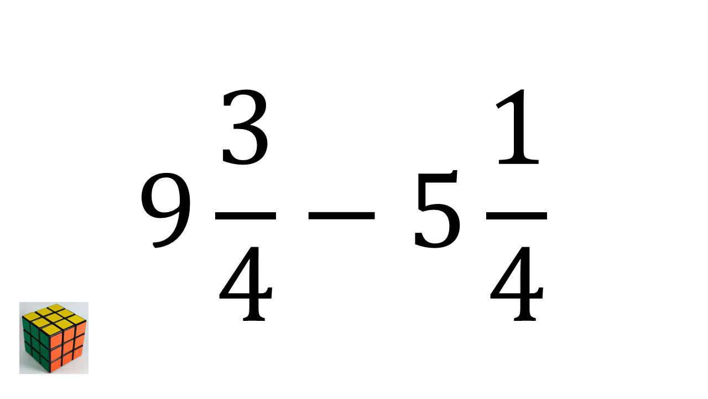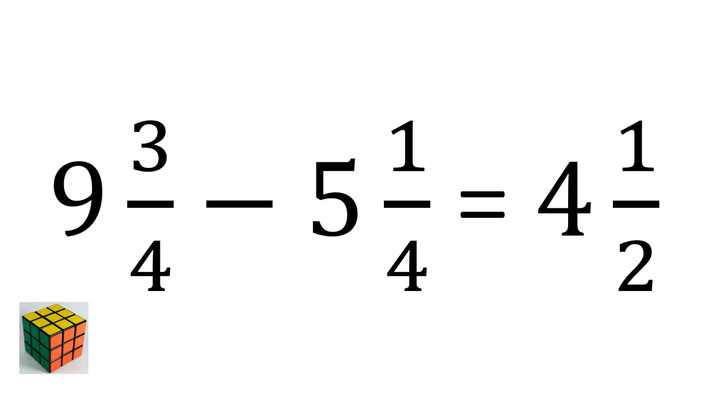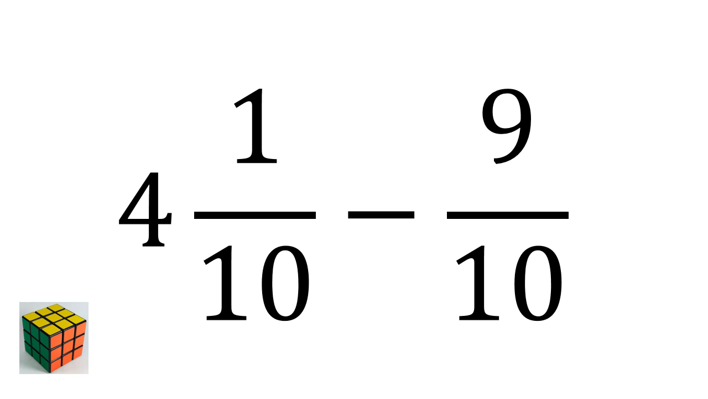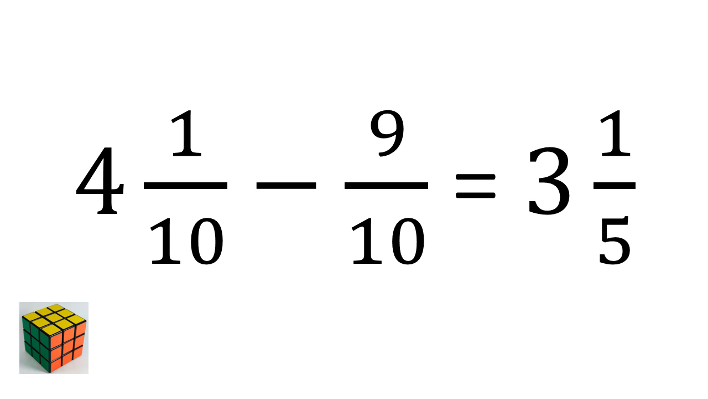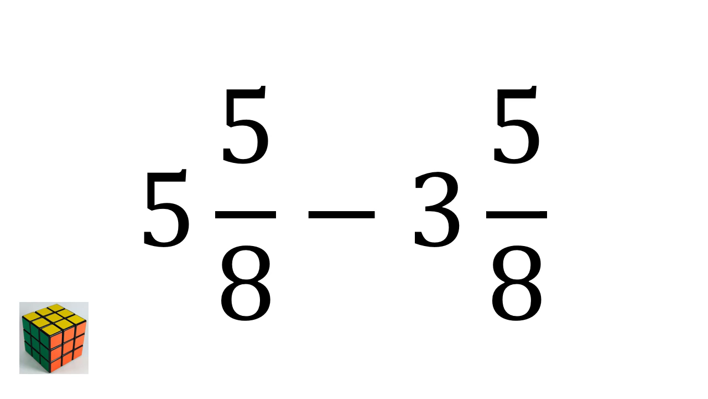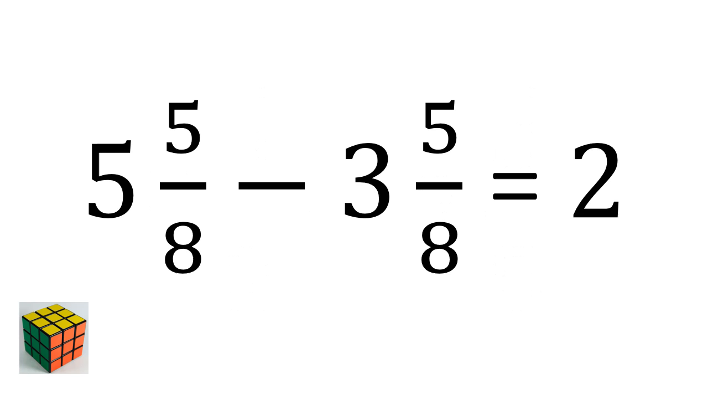9 and 3/4 minus 5 and 1/4. 9 and 3/4 minus 5 and 1/4 equals 4 and a half. 4 and 1/10 minus 9/10. 4 and 1/10 minus 9/10 equals 3 and 1/5. 5 and 5/8 minus 3 and 5/8. 5 and 5/8 minus 3 and 5/8 equals 2.